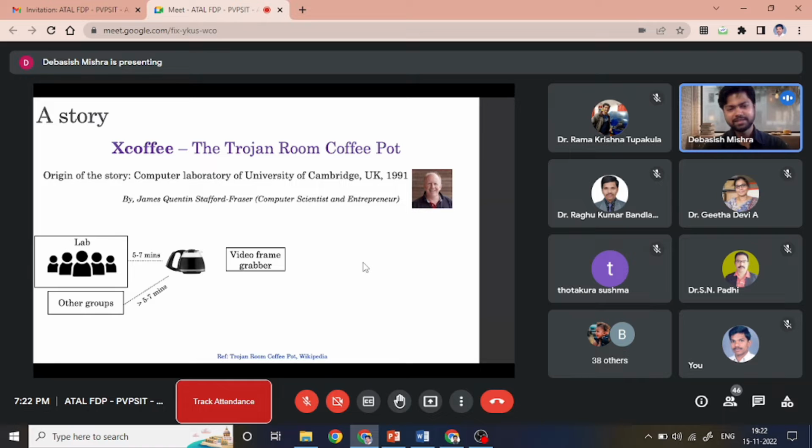So one of the scientists, James Quentin Stafford Fraser, along with his friends, put a video frame grabber, one of the old camera systems available in their lab, in front of this coffee pot. They made a stand. The video frame grabber was capturing the video of the coffee pot. They wrote a client server program. The client itself is the video frame grabber, which was connected to one of the IP systems, and the servers were the different computers associated with the lab members.